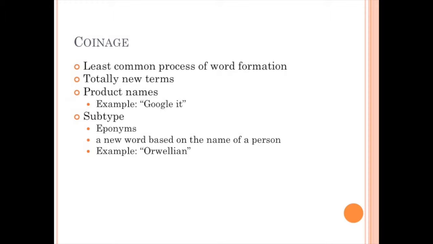So, coinage is the least common process of word formation. Here we're coming up with totally new terms. An example might be product names. The word Google, for example, has entered the lexicon as a word, as in Google it. One place where a lot of these coinages come from are the names of people. So they're eponyms, a new word based upon the name of a person. Freudian, Marxist, Orwellian. What are some of your examples? Can you come up with an example of coinage? And can you come up with an example of an eponym?